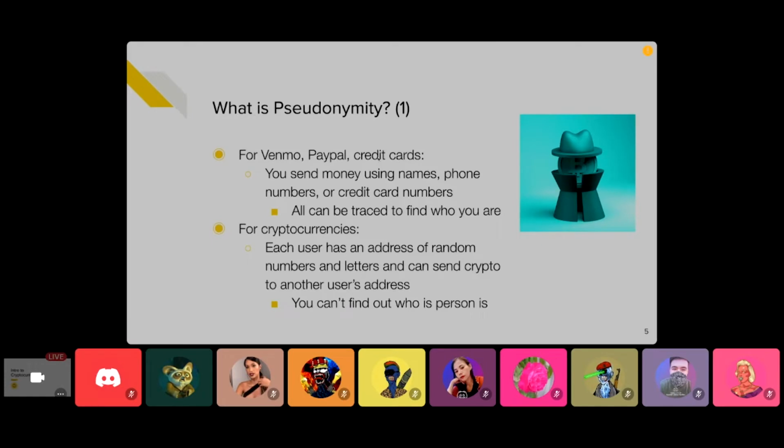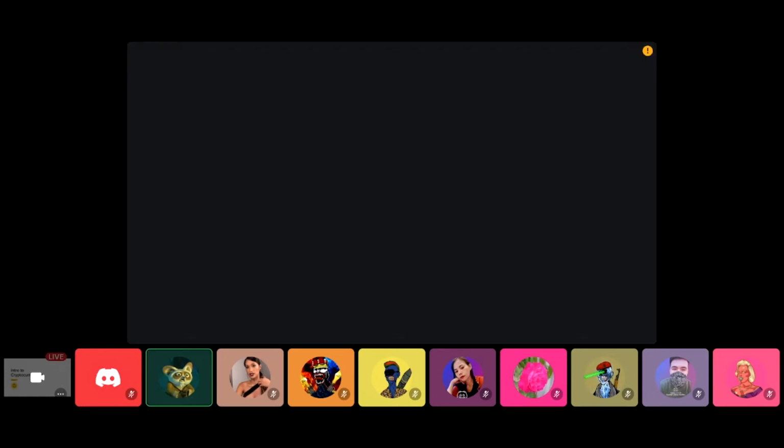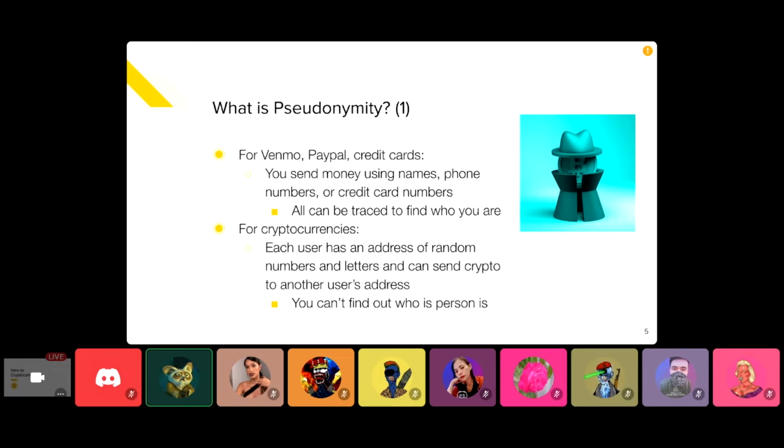So when we think about decentralization, the next question is about the word pseudonymity. So what is pseudonymity? When we look at things such as PayPal, Venmo, Cash App, and credit cards that you can send money with, these apps track you using something such as your name, your phone number, your credit card numbers, and these can all be traced back to find who you are as a person. So you don't really have as much freedom to make transactions that you really don't want people knowing about.